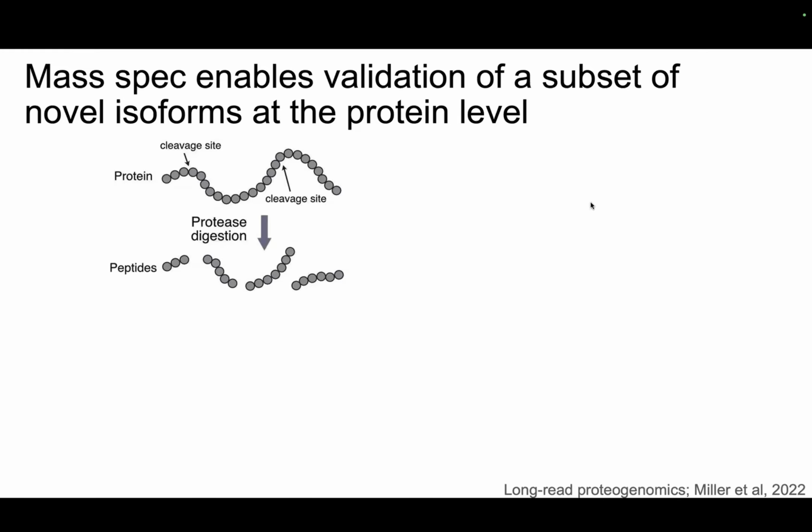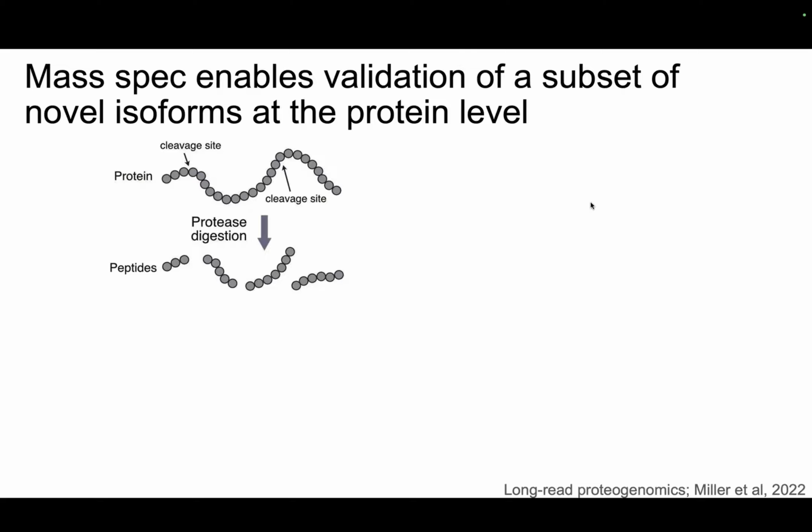As I mentioned, we have mass spec data, and we can use this mass spec data to validate our splice isoforms at the protein level. If you're not familiar, the way that mass spec based proteomics works is that you take your long proteins, you cleave them using trypsin, a protease, and then you get basically these short peptides.